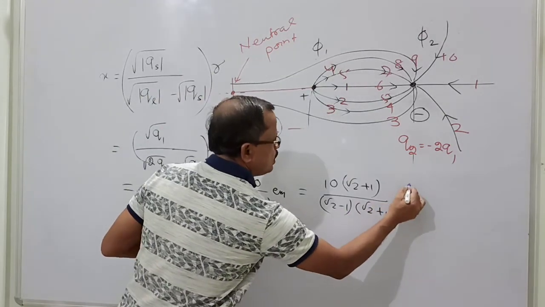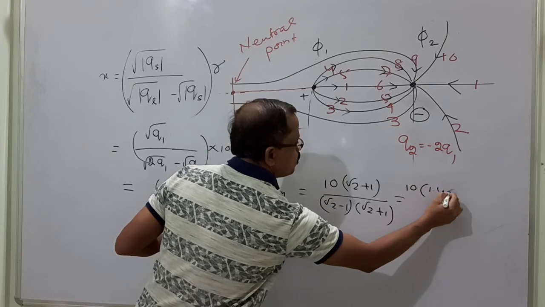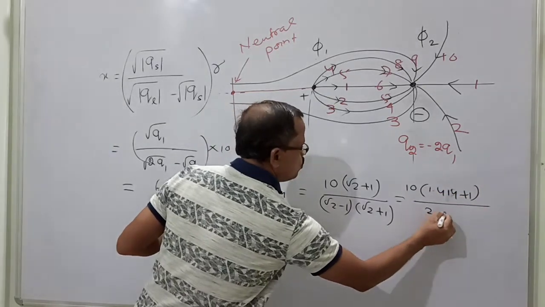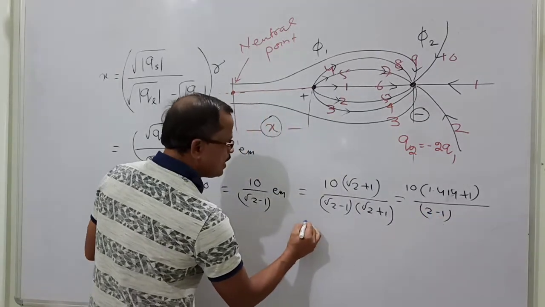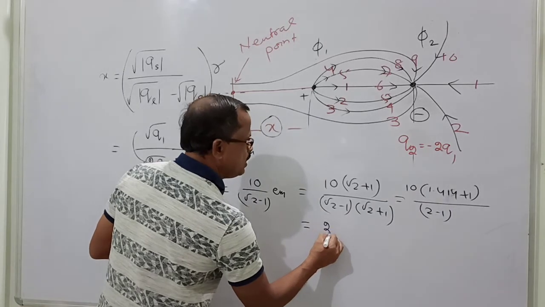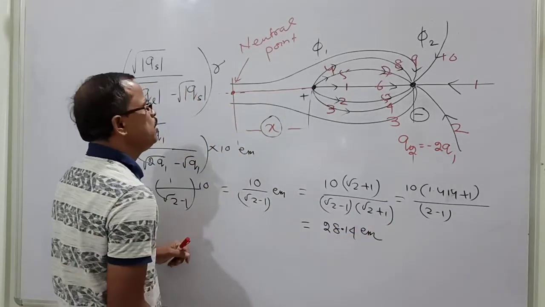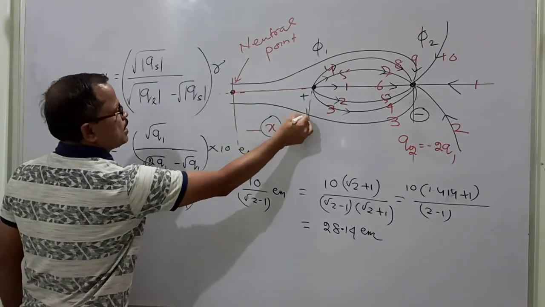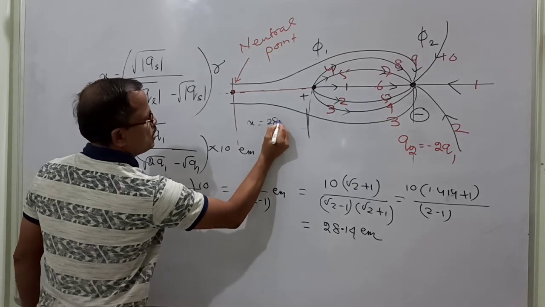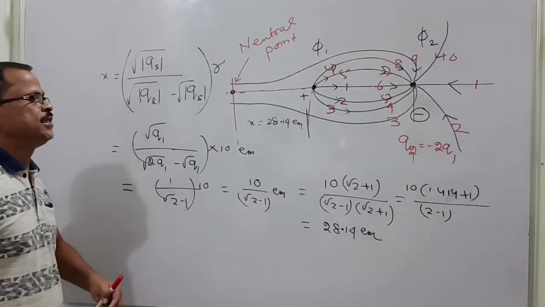So it will be 10 into 1.414 plus 1, divided by 2 minus 1, which is 1. So the final result is coming to be 24.14 centimeter. So the neutral point is at a distance x equal to 24.14 centimeter. This is a very interesting problem.